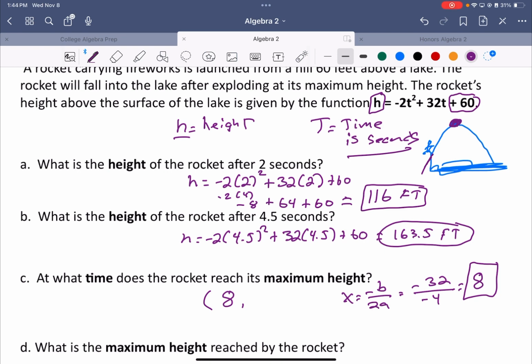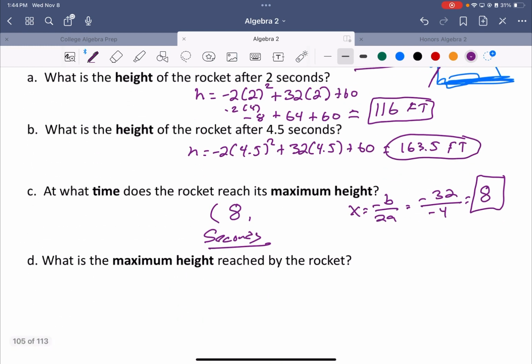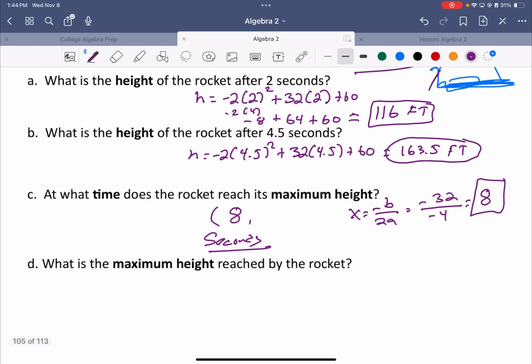Because think about what this is doing. It's going like this. It's reaching its height at the vertex. So we've got that vertex. That means at 8 seconds, it's reaching its maximum height. How do you suppose then we go about finding its maximum height? What do I have to do with that 8?